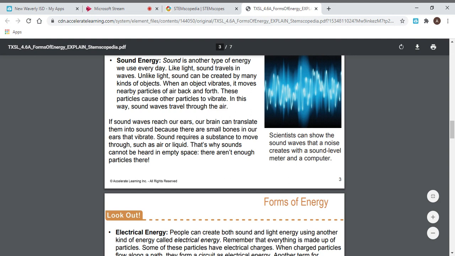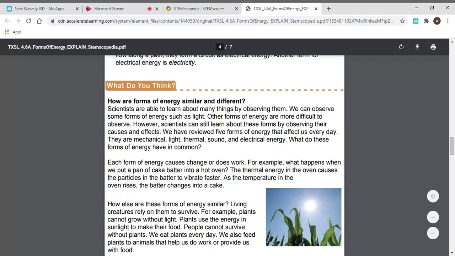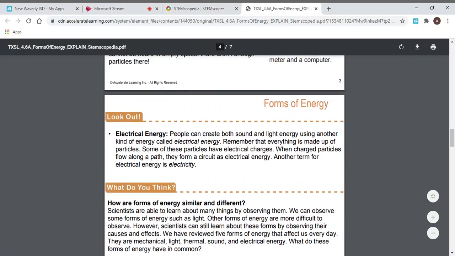So we can see from that picture, this is dealing with the sound waves. So we can see sound waves based off of what it looks like. Scientists can show the sound waves that a noise creates with a sound level meter on a computer. So you can see what the vibration is based off of what the sound is. So let's continue on.